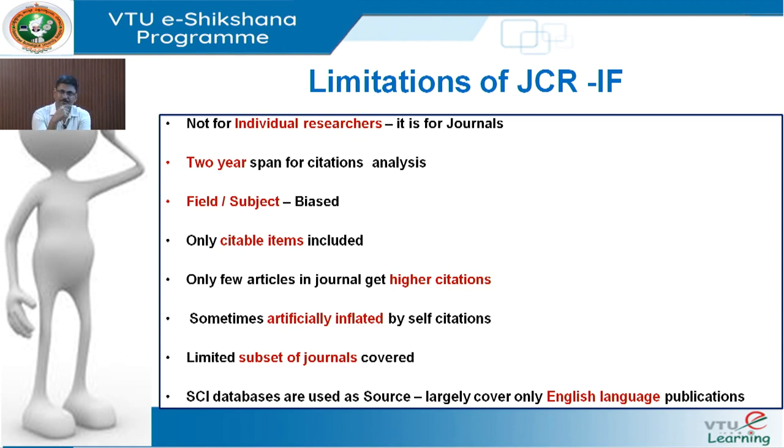That is where the article influence metric comes into the picture. Sometimes it is artificially inflated by self-citations. This is now becoming one of the publication misconducts on the editorial side, where the editor or reviewer unnecessarily insists on citing their own journal's publications in order to increase the impact factor. It is also limited to a subset of journals covered, and the SCI databases used as a source largely cover only the English language.